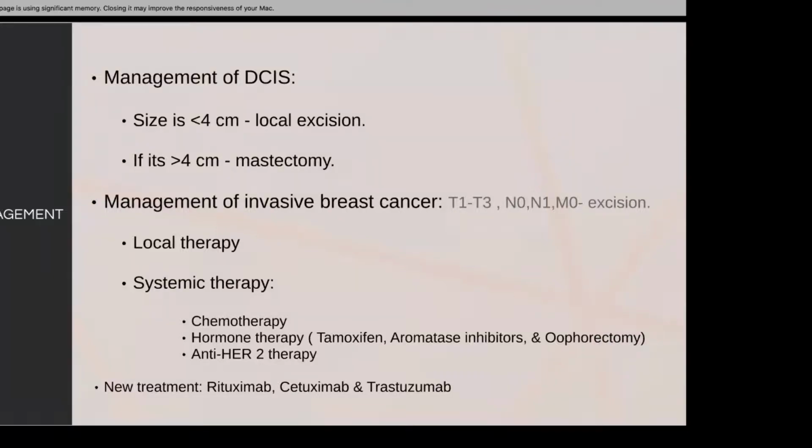And then for managing the invasive breast carcinoma, we can only operate on T1 to T3, N0 and N1, and M0. So what we do is local therapy, where we can do breast conserving treatment. We just do a wide local excision, or we can do a modified radical mastectomy. And as for the systemic therapy, we can do chemotherapy, hormone therapy with tamoxifen, aromatase inhibitors, ovarectomy, and anti-HER2 therapy.